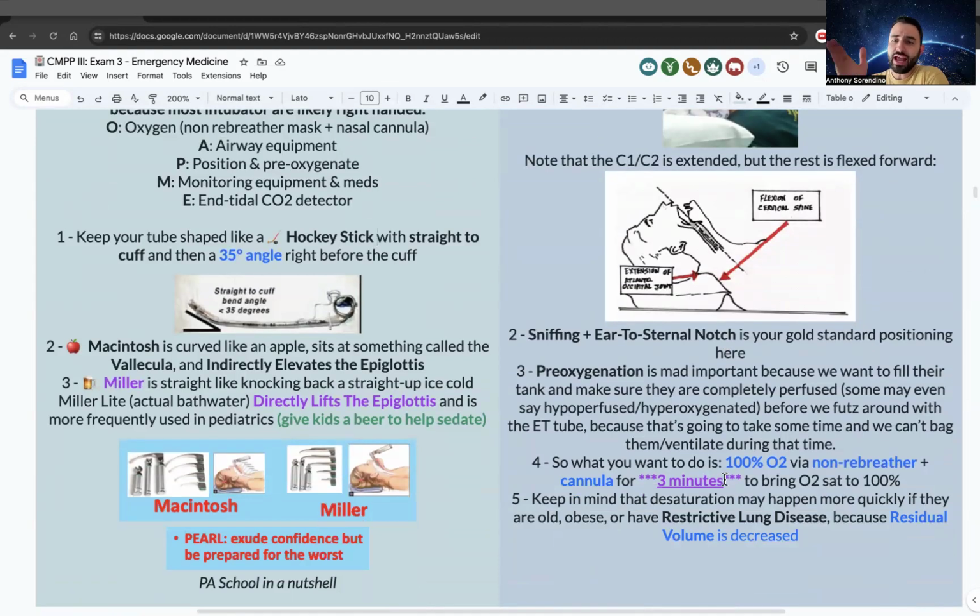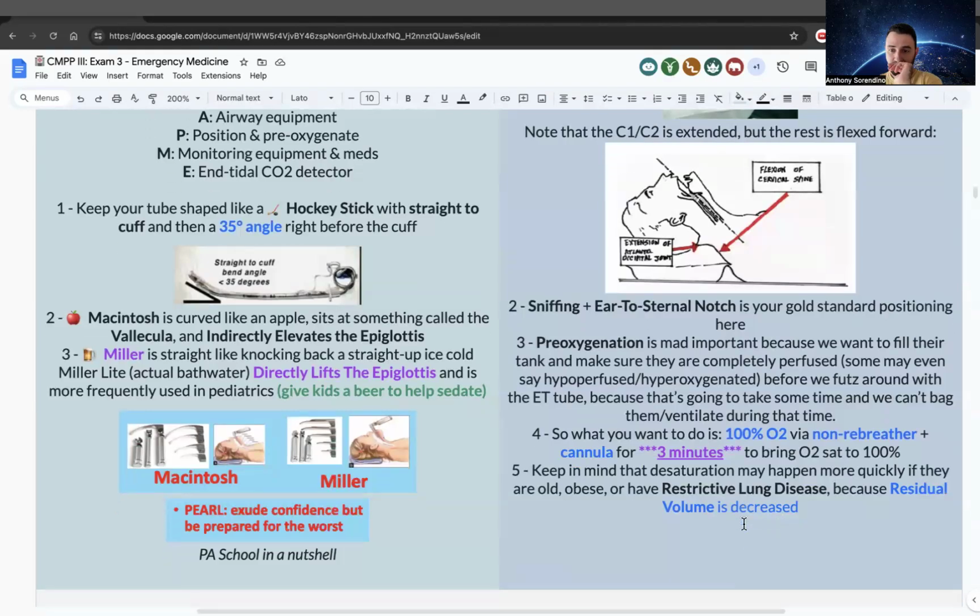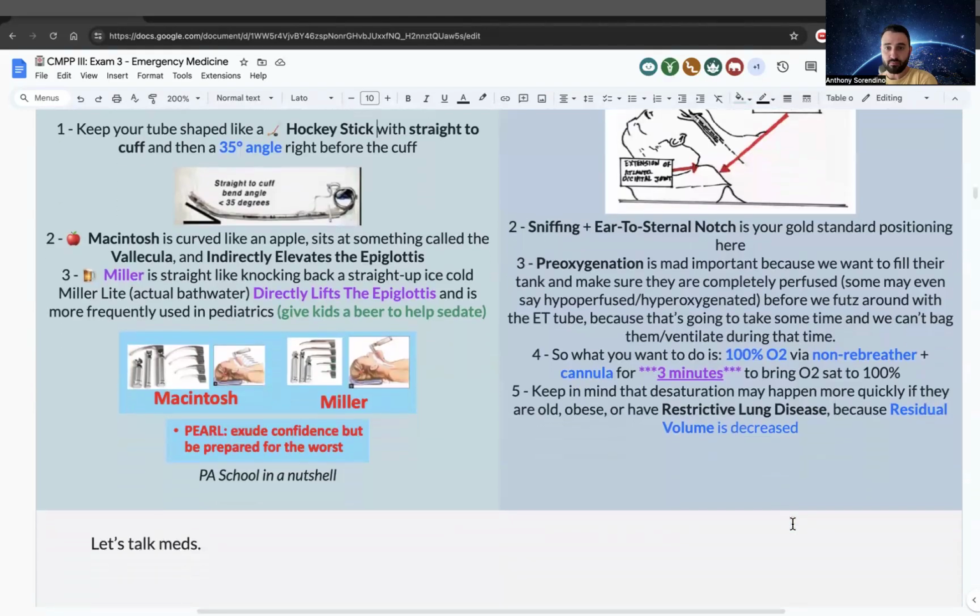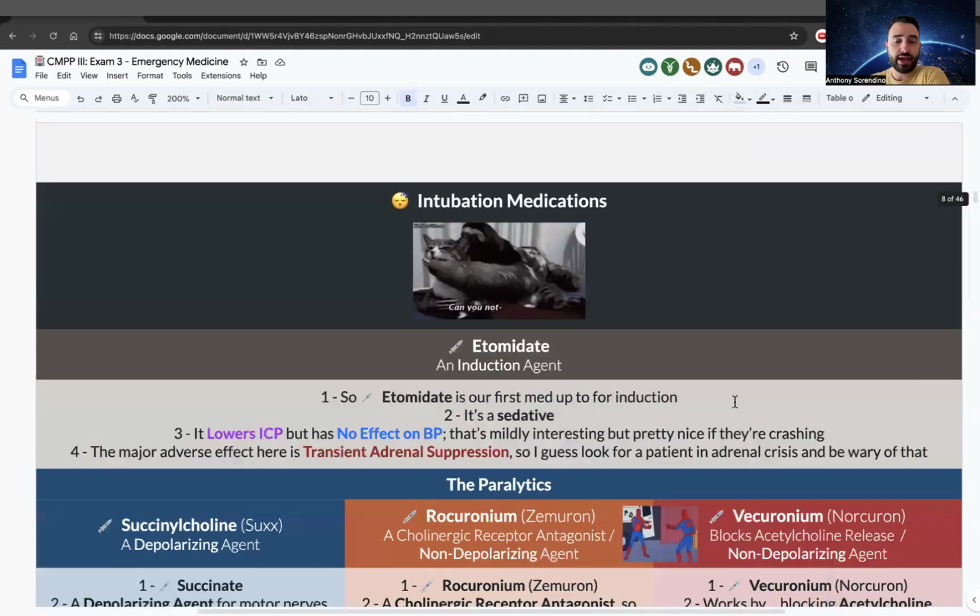You want to pre-oxygenate. It says with a non-rebreather and a cannula with 100%, so turn all the way up for 3 minutes. Wait for that O2 sat to get up to 100. Do that for 3 minutes. And then when you have all your materials ready, you can take off the BVM and start working with your intubation. Look for reasons that desaturation could happen.